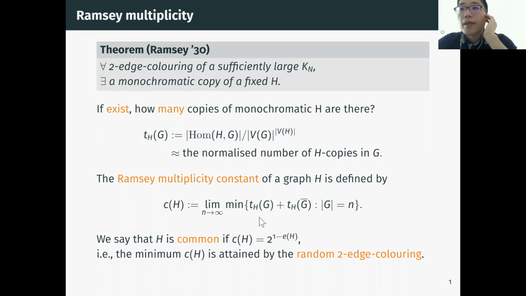Okay, and we say that H is common if I have this equality. So the minimum number is 2^(1 - e(H)), where e(H) is the number of edges in H, which means the minimum is attained by the random two-edge coloring. Here, random two-edge coloring means I flip a fair coin to decide whether to color each edge with red or blue. Okay, so this is a definition.